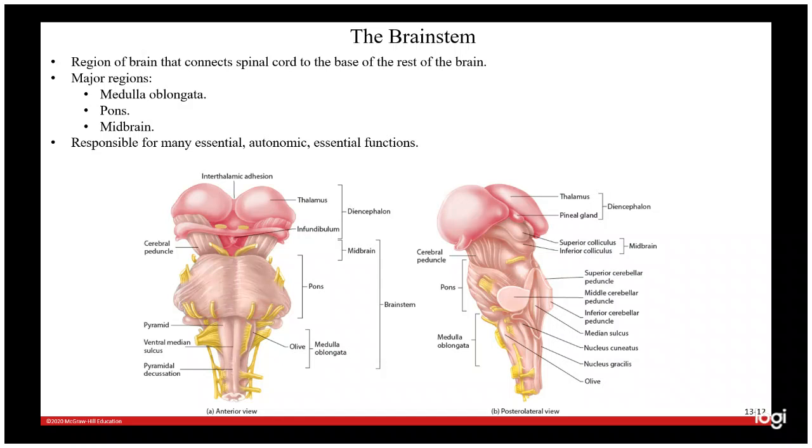Now, what I want to point out here is that if you are looking at this, it says anterior view. What that would mean is that if you had a person's face superimposed over this, they would be looking directly at you. This is the anterior. You're looking at the front of that portion of the stem, just to help you orient yourself. A lot of the autonomic and essential functions that your body needs to perform are done in the brainstem.